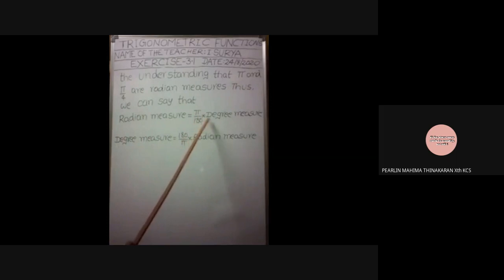Thus, we can say that radian measure is equal to pi by 180 into degree measure, and degree measure is equal to 180 by pi into radian measure. Remember these two points. These are very useful to convert an angle given in radian measure into degree measure, and to convert an angle in degree measure into radian measure. These two are very important points.